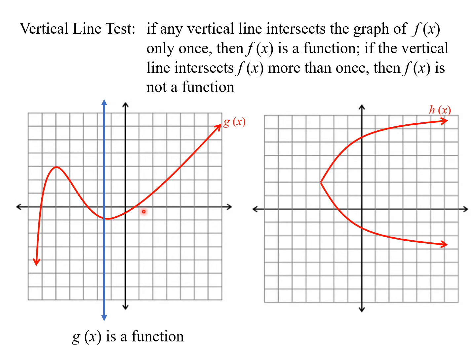Taking a look at our second graphical example, if I put a vertical line, say right there, it intersects it twice. And by the vertical line test, h of x is not a function. That's an easy way to tell.